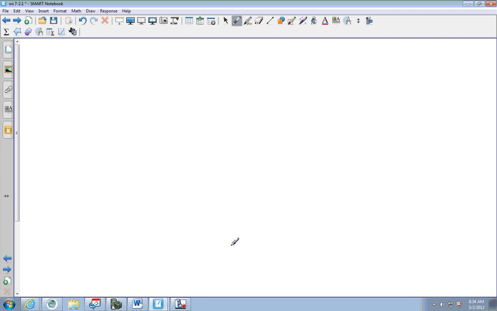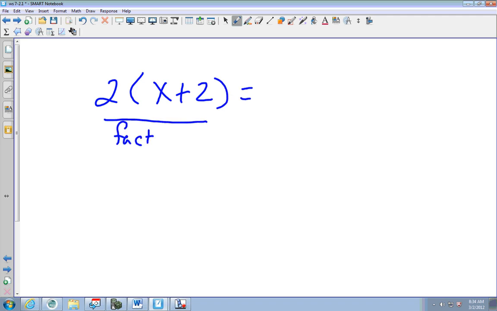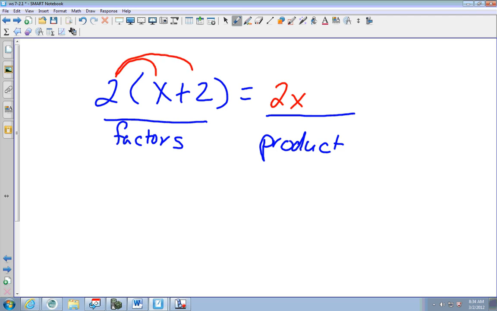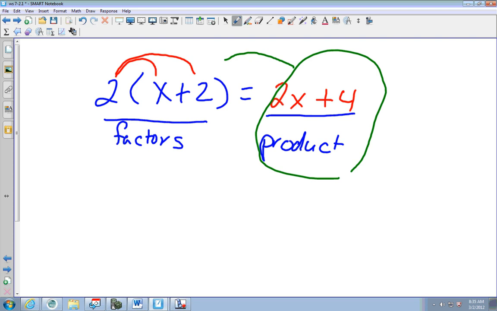Another example of what we've done, we've gone through and we've taken our factors. So these are my factors, and we've come up with a product. A lot of times we called this the distributive property, right? 2 times x, 2x, 2 times 2, plus 4. Now what we're going to do, we're going to start with the product, and we're going to go backwards to this.